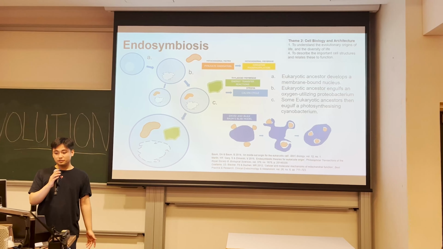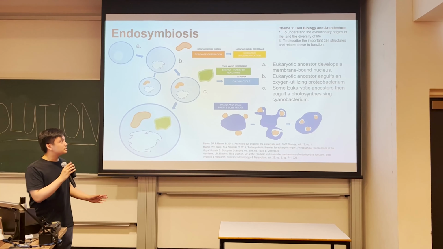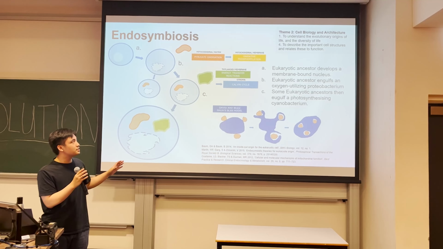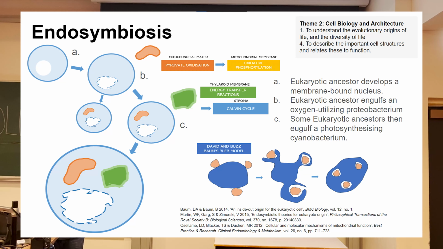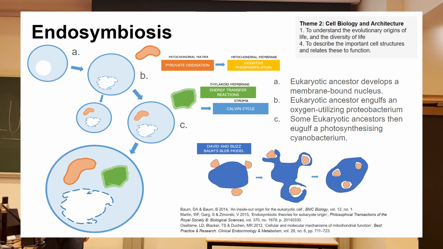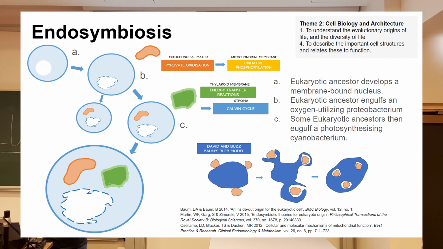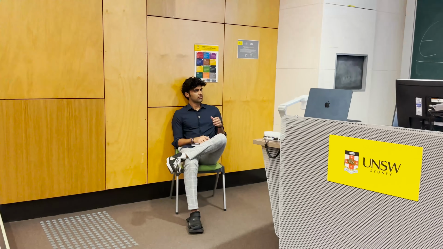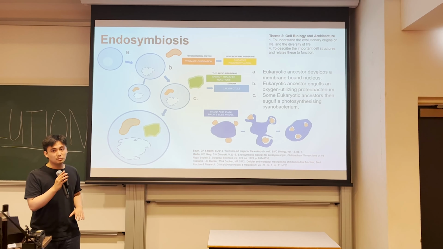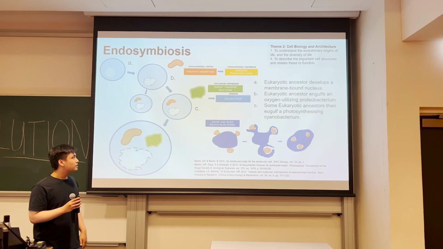Endosymbiosis is the explained evolution of simple cellular life to complex eukaryotic life, and this outlines three major steps. First, an ancestral eukaryotic cell developing a membrane-bound nucleus. Secondly, that eukaryotic ancestor then engulfs an oxygen-utilizing protobacterium, which would eventually become the mitochondria. And then thirdly, some of those eukaryotic ancestors engulf a photosynthesizing cyanobacterium, which would then become the chloroplast. For each of these steps, it's important to note that this is not necessarily a linear process and may have happened simultaneously or concurrently or even independently.